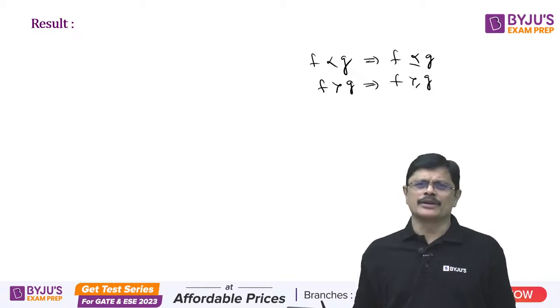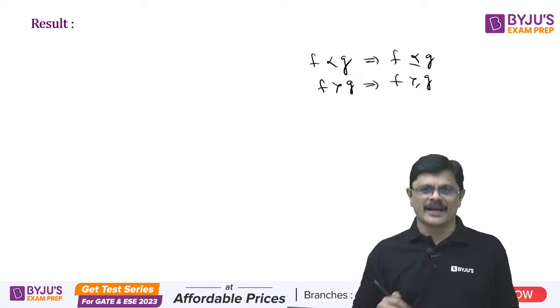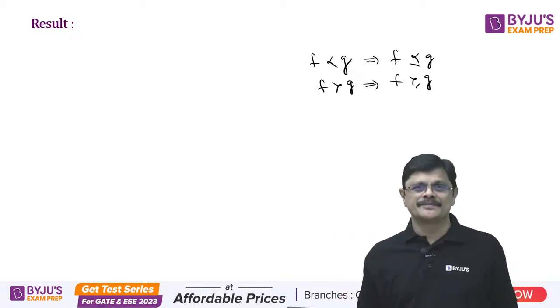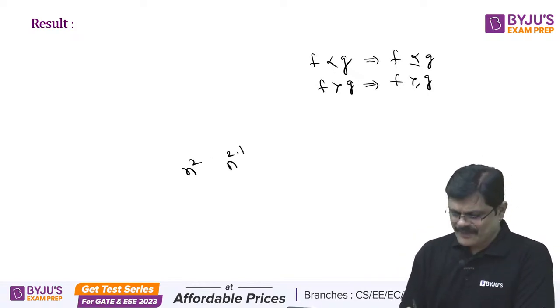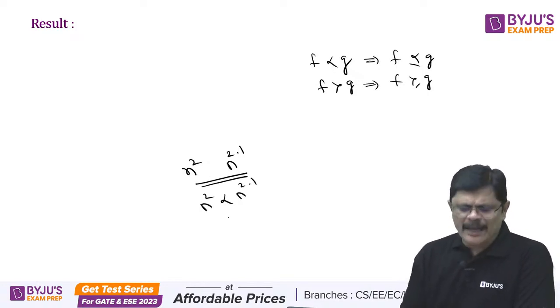हाँ, equal नहीं होता है. That is asymptotically smaller. Asymptotically smaller. Okay. For example, n square and n power 2.1. Here you can say n square is asymptotically smaller than n power 2.1.